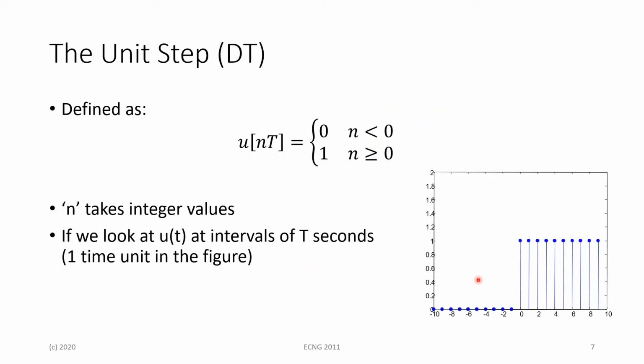In discretized time, the unit step is just represented in terms of n, with similar behavior to that of the continuous time unit step. But remember, because this is discretized time, we're dealing with samples, so for all samples before 0, it's just going to be 0. For all samples at 0 and onwards, it's just going to be a magnitude of 1.